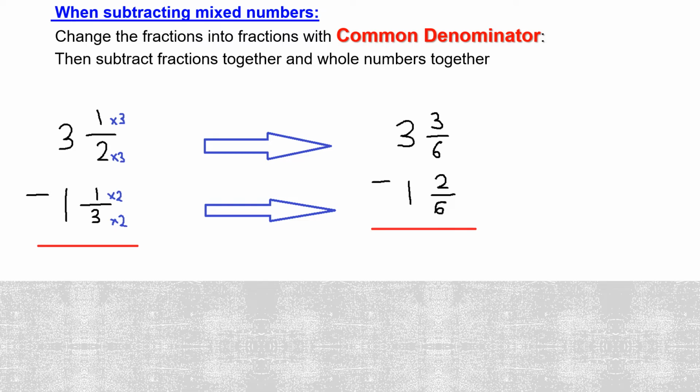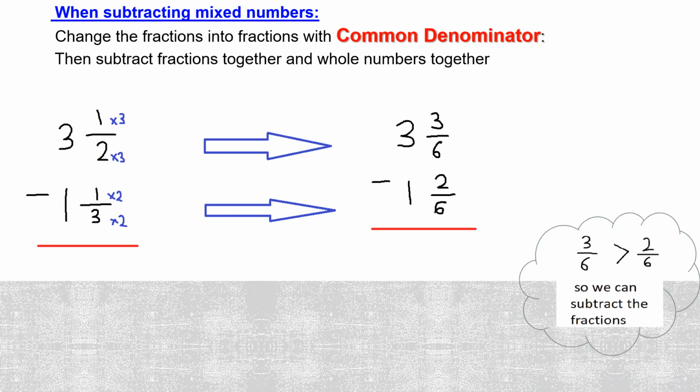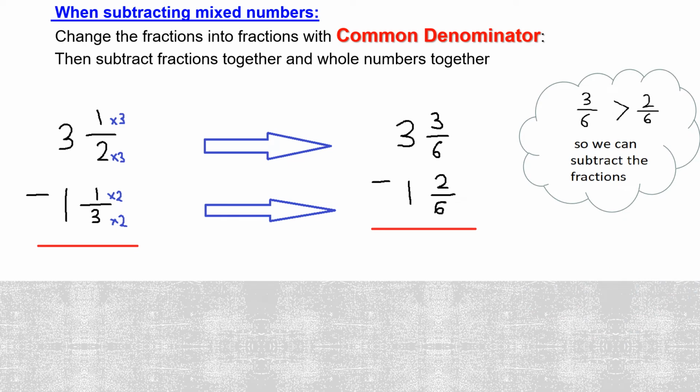This gives us 3 and 3 over 6 minus 1 and 2 over 6. We notice here that 3 over 6 is greater than 2 over 6, so we can subtract the fractions. Now, by subtracting 3 minus 1, we get 2, and by subtracting 3 over 6 minus 2 over 6, we get 1 over 6, and the answer is 2 and 1 over 6.